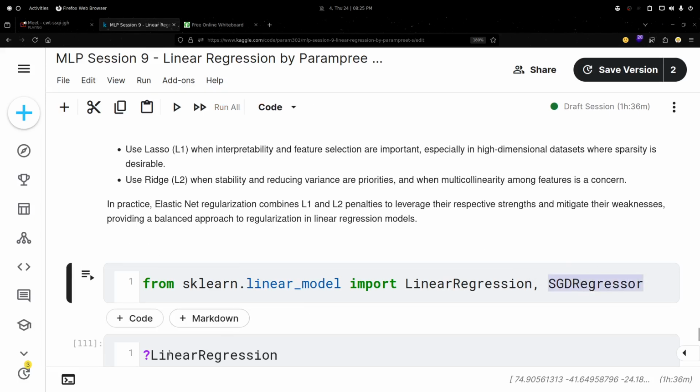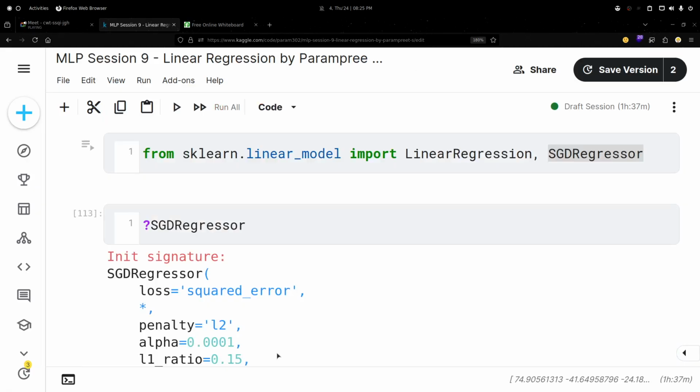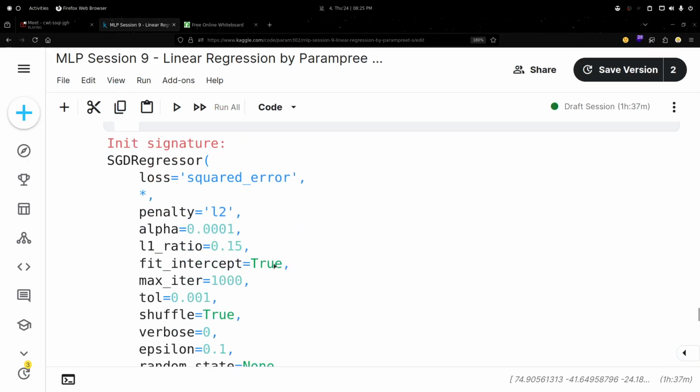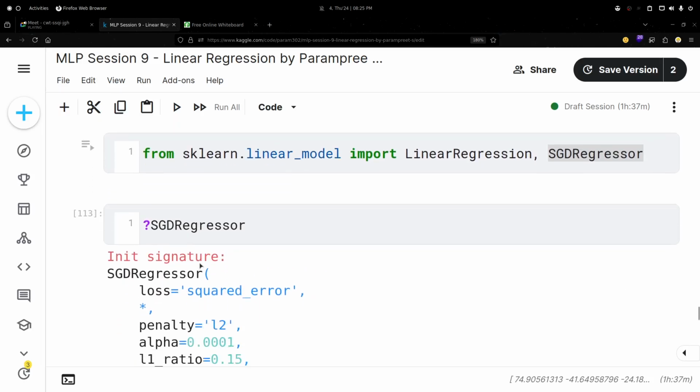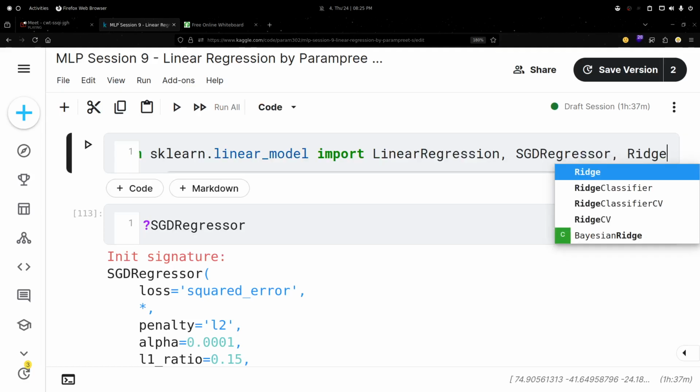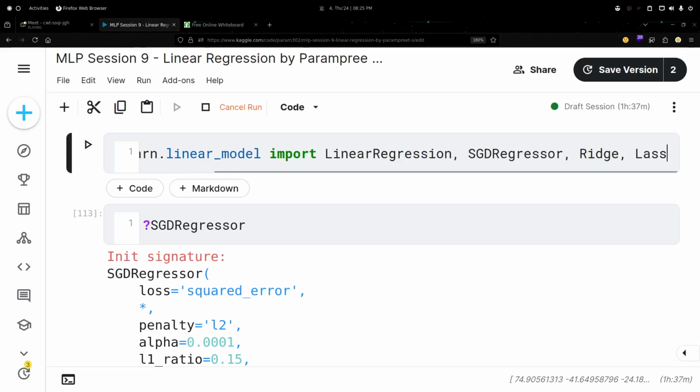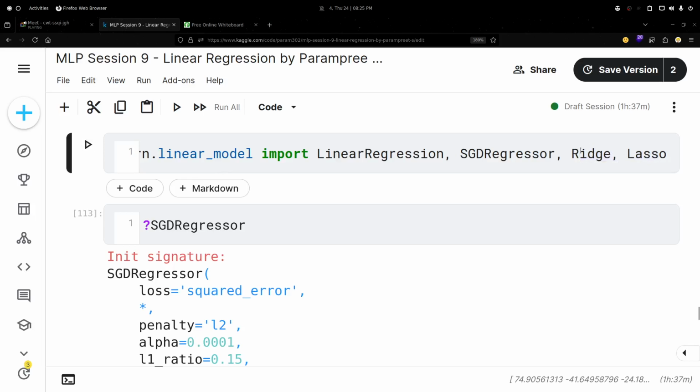There is no need to go into the definition of what is stochastic gradient descent. It is basically taking all the samples at once. And then we have some more also. One is Ridge, and the other one is Lasso. These are also models, but this one has the ridge regularization built in, and this one has the lasso regularization built in.